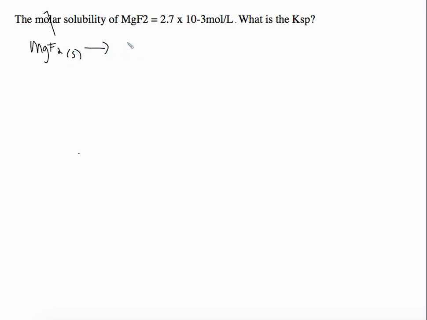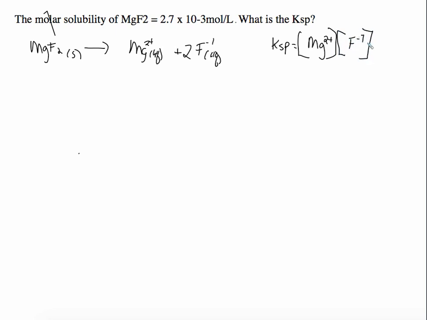So we've got MgF2, and that's a solid. When you put it in water, it's going to break into magnesium ions plus fluoride ions. And then we've got to balance the equation. So then our Ksp expression would be magnesium times the fluoride to the second power.